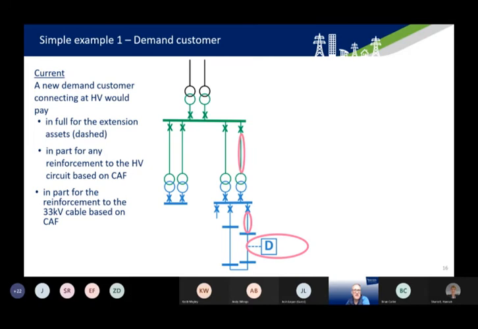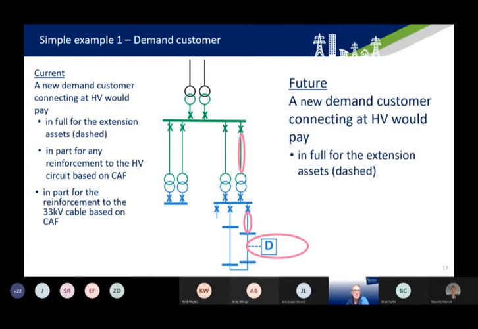And then a very simplistic diagram to show what the connecting customer would pay for. They would currently pay for the extension assets, you would pay for any reinforcement at the same voltage level, and you would pay, again cost apportioned, for the 33 connection here. In the future, for demand, all that you pay for is the extension assets, and the reinforcement would be funded by GUoS customers, again with some exceptions that I'll talk about in a minute.